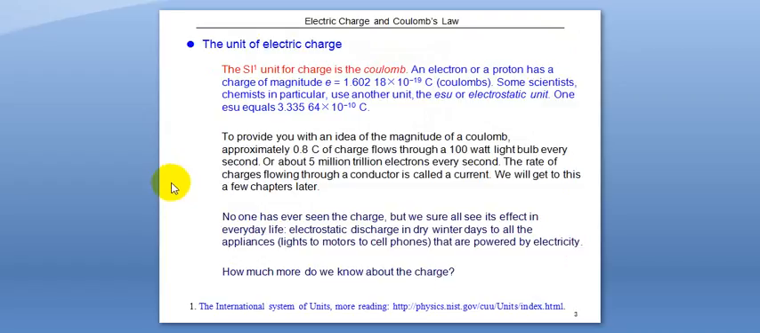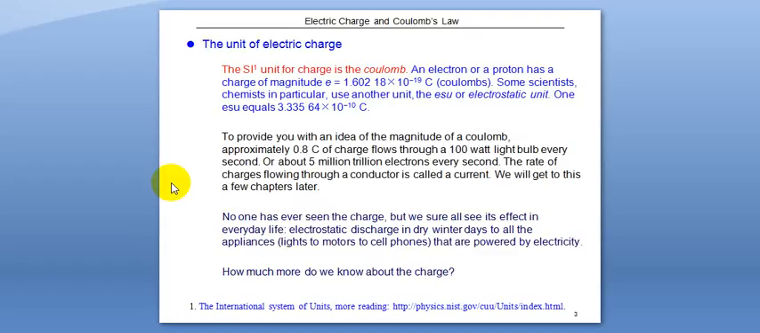The unit of charge is the coulomb. An electron or proton has a charge magnitude e equal to 1.60818 times 10 to the power minus 19 coulomb. Some scientists and chemists in particular use another unit, the electrostatic unit, where 1 equals 3.3564 times 10 to the power minus 10 coulomb.